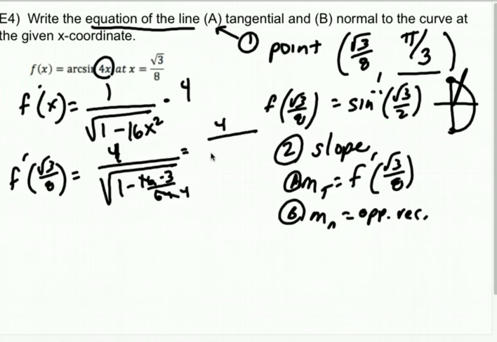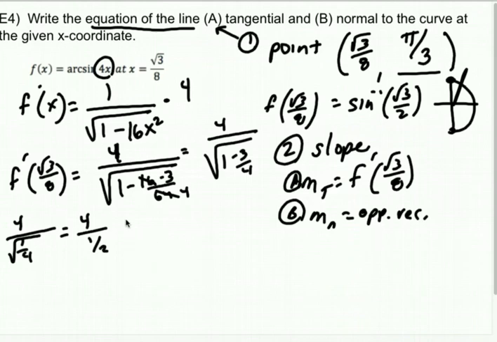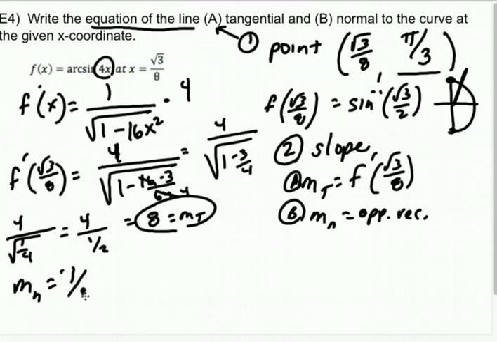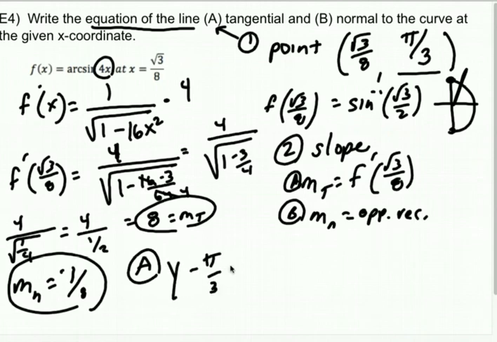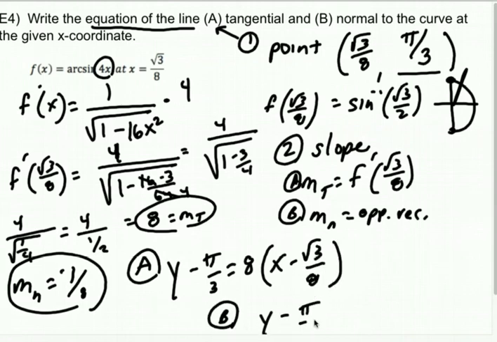So I get a 4 on top of a square root of 1 minus 3/4, right? Well, that's a 4 on top of a square root of 4/4 minus 3/4, which is 1/4. So it's a 4 on top of a 1/2, which means that the tangent slope is 8. Once I know tangent slope is 8, my normal slope is negative 1/8, and I can write my two answers. So A, y minus pi over 3 equals 8 times the quantity x minus root 3 over 8. And for B, I'm going to write the same exact answer, but instead of the 8, I'm going to use a negative 1/8.